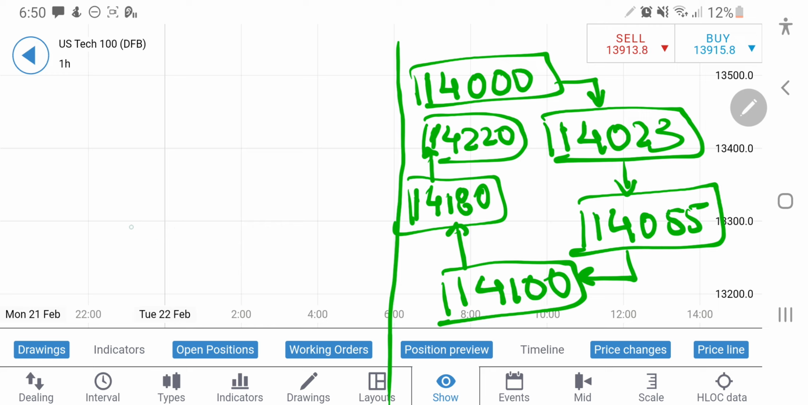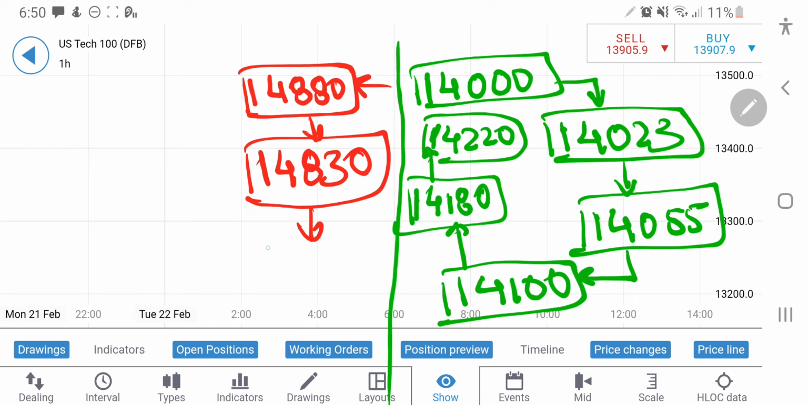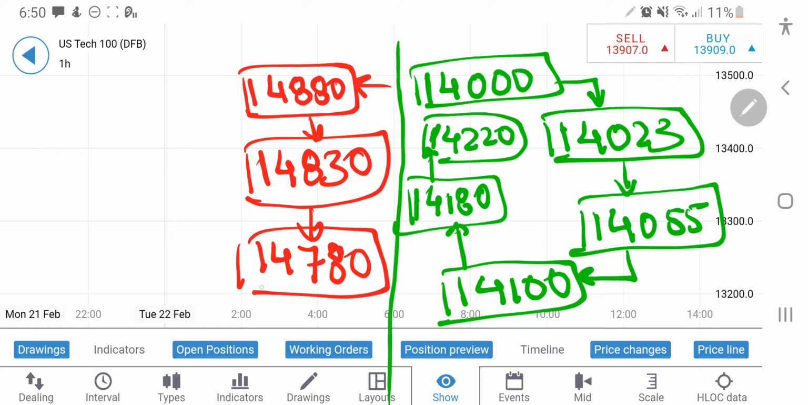If it continues to rise, now if it breaks here at 13,880, you can take a short entry there. Below 13,880, you can take a short entry. How far could this go? This could again come back to 13,830, which is the nearest support, and then 13,780. So almost you will get 100 points there on the downside.